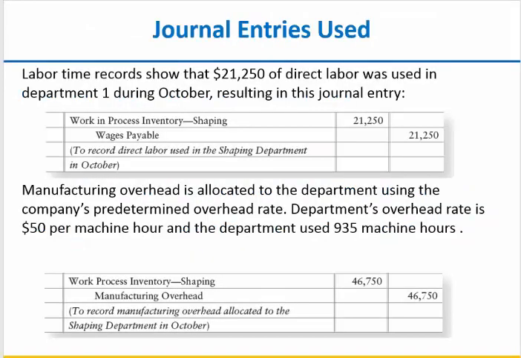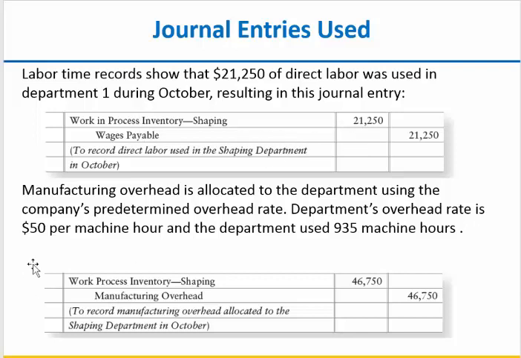Then next is about the labor. When you have labor, the cost also flows from wages payable to the work in process. Wages payable is actually a liability account. You see the credit, and for the work in process is the debit, which is well balanced.